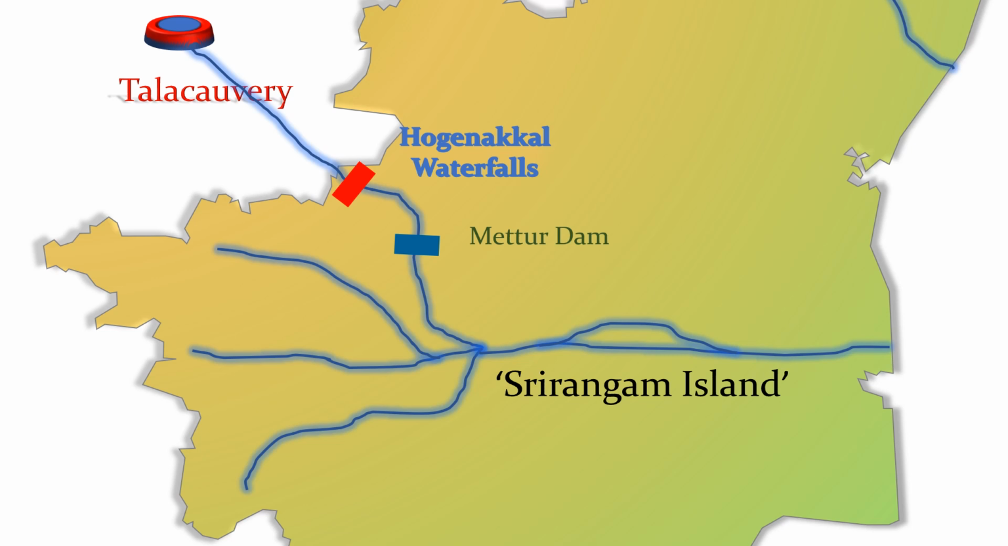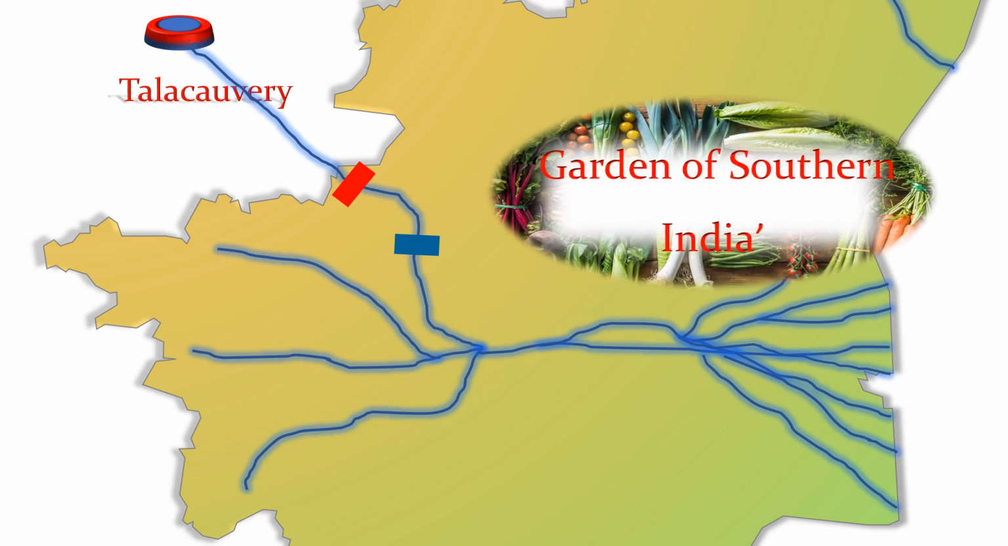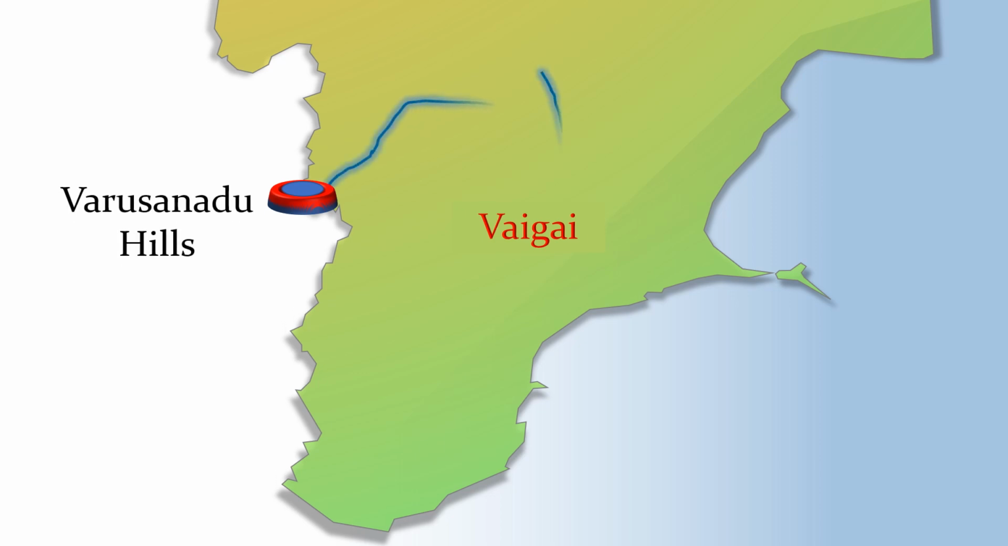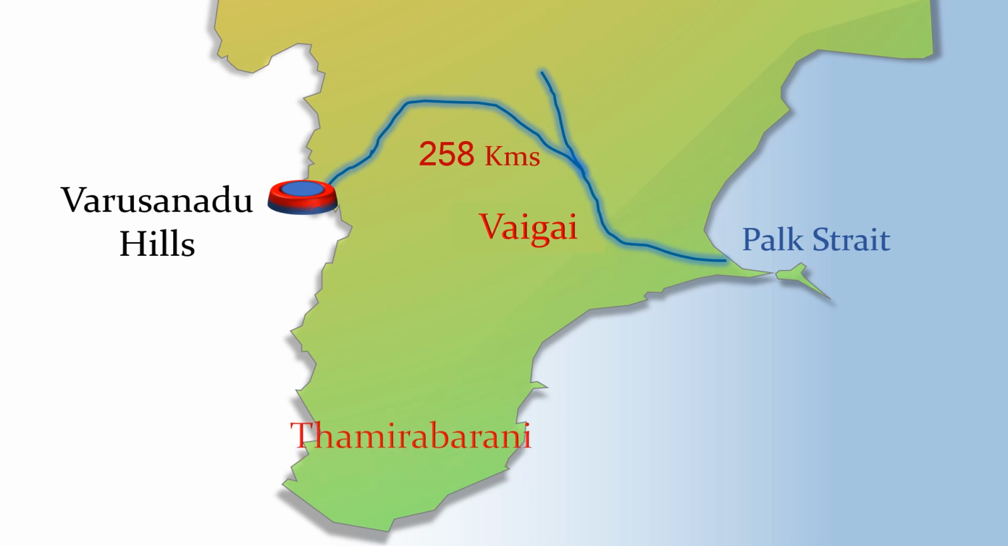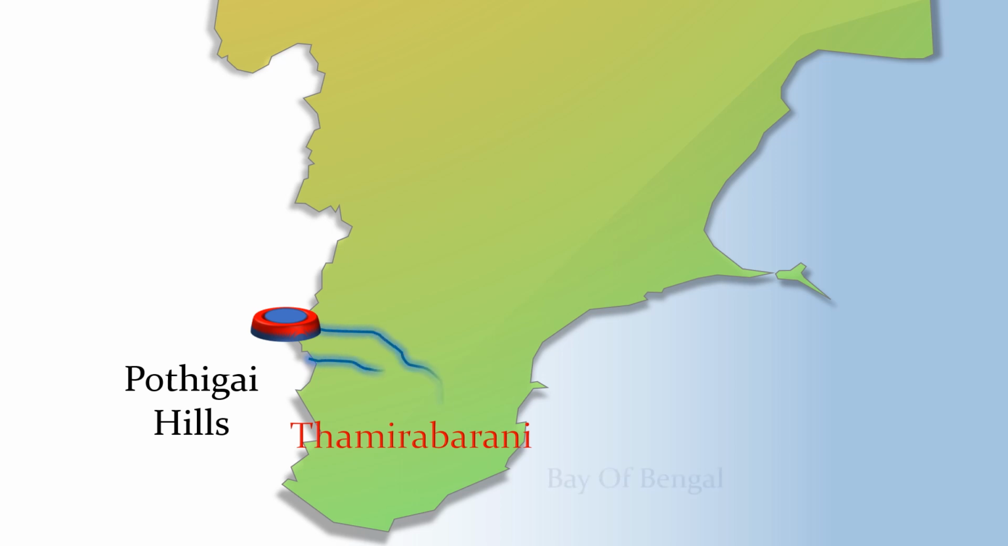As it reaches the coastal plains, it spreads itself to form many distributaries, making that whole region very fertile before emptying into the Bay of Bengal. Another major river is the Vaigai. It originates in Varusanadu hills, travels east and reaches the Bay of Bengal not before travelling some 250 odd kilometers across Tamil Nadu. Tamirabarani. It originates from the Podigai hills and drains into the Bay of Bengal.